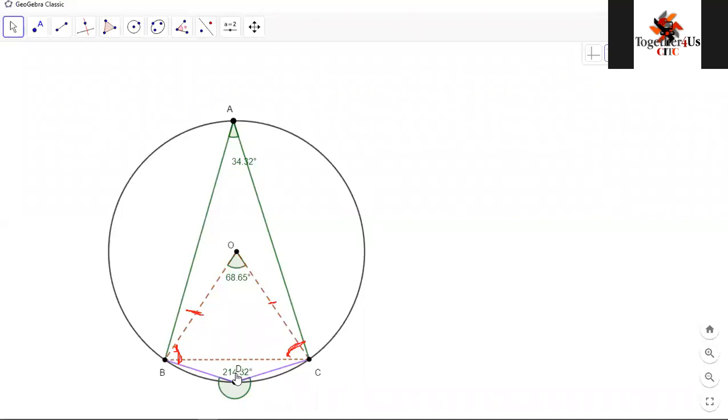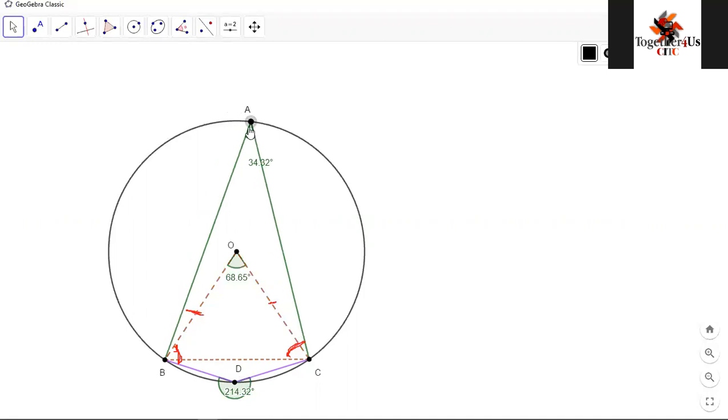214.32. That's another important thing that you need to be taking note of. And here the angle is what? Still 34.2. But what is the relationship between these angles? Here's an interesting thing. If I take 214.32, okay, and I subtract it from 360, okay, 360 minus 214.32, I get 145.68. So in other words, this angle here, okay, very important for you guys to note this.